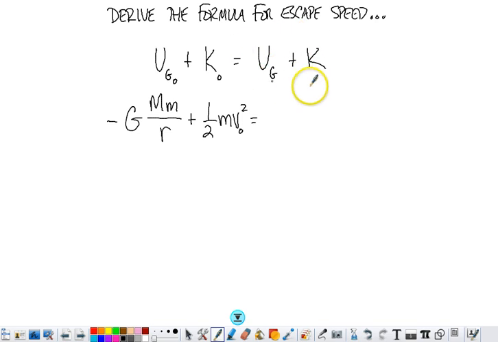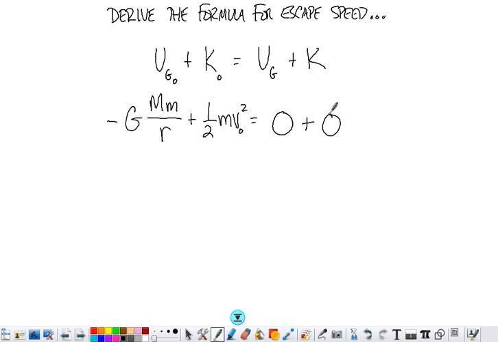Everything on the right-hand side, remember, deals with the object when it's at infinity. At infinity, the gravitational potential energy is 0, the way we defined it when we spoke about gravitational potential energy in developing the formula negative G M m over R. And as I just described, the way escape speed is described is the object reaches that momentary stop only at infinity, which means if it's stopped, the kinetic energy is 0 out at infinity as well.